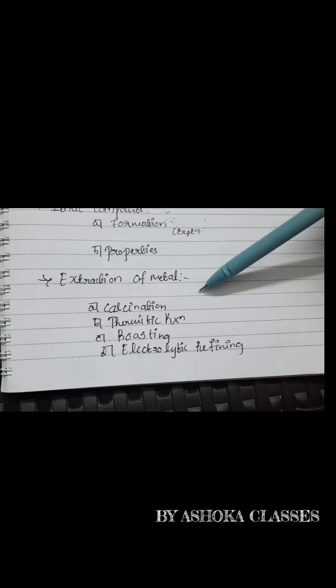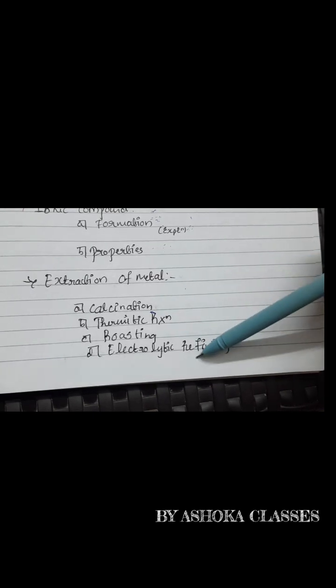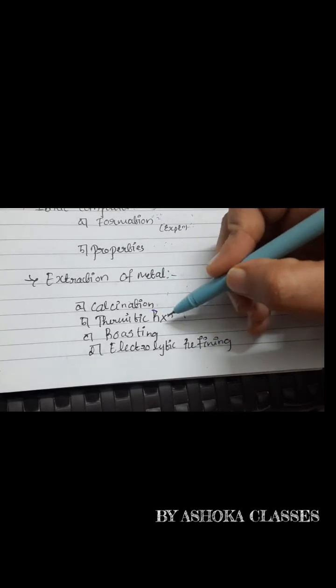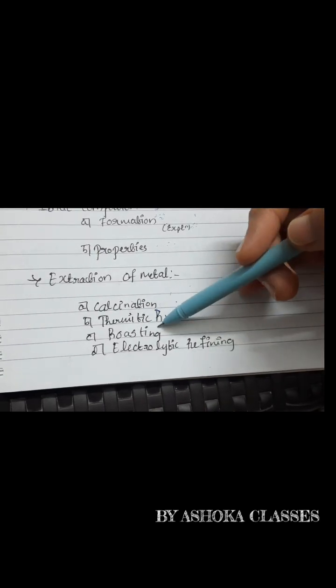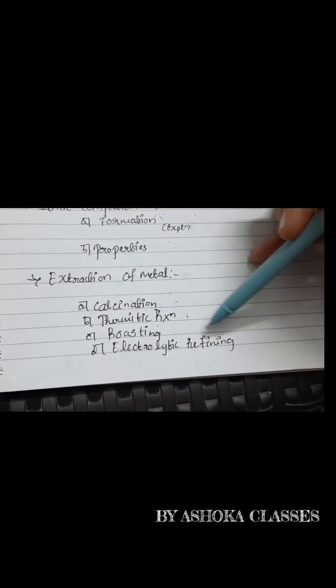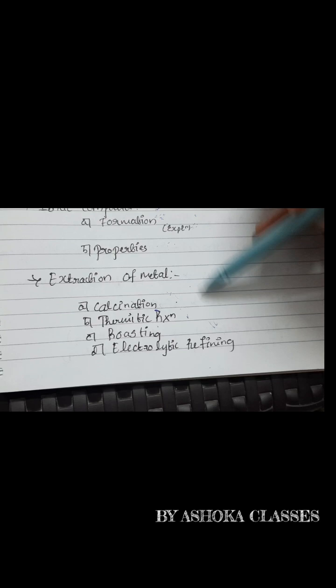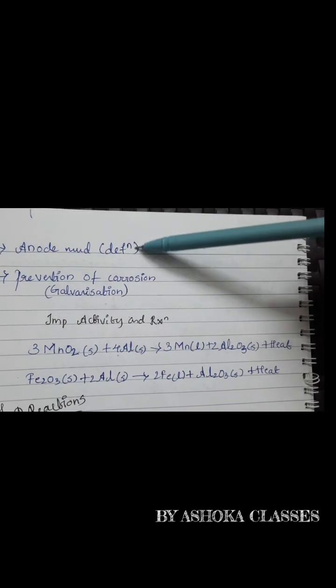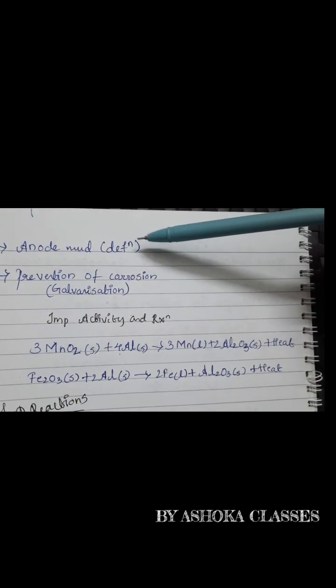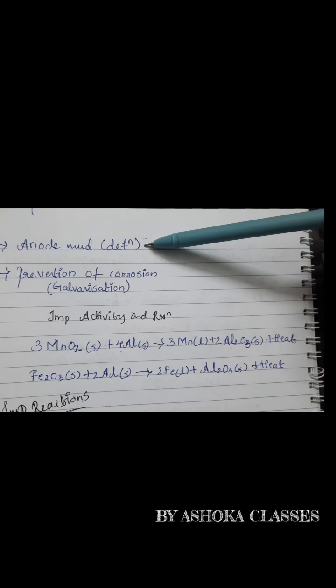Then extraction of metal. In this, these four are important: calcination, thermite reaction, roasting, and electrolytic refining. So these four are important. Go through these. Next is the anode mud definition. This also is present in the NCERT. You can go through it.